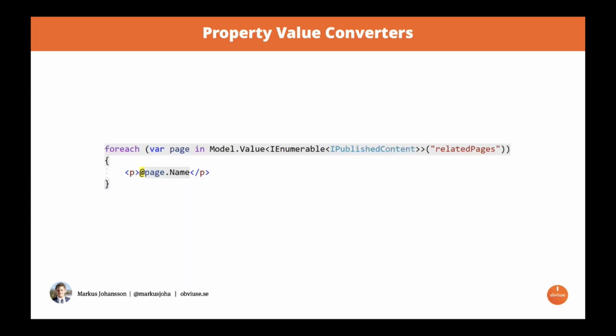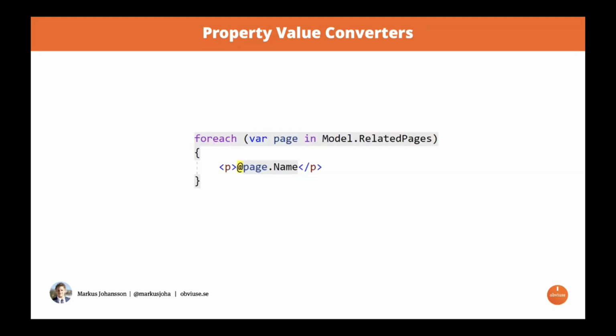And when we use this in our front end, this is one way of getting our hands on these related pages. It's by going Model.Value and then passing in the type that we're expecting, an IEnumerable of IPublishedContent, and using a magic string with the alias of our document type property. A better way, of course, is to use Models Builder. This will give us the strongly typed way of accessing these properties, which of course is the recommended way of doing this as well.